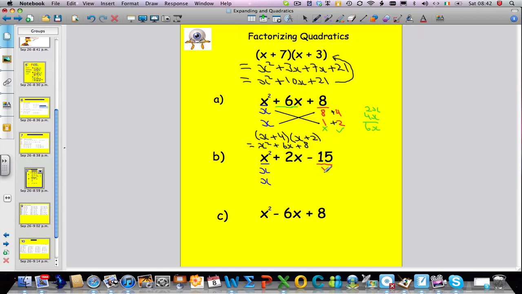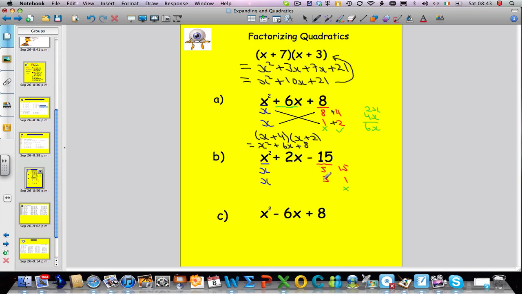So what have we got? We've got 5, 3, and 15, and 1. Now, which of these pairs of factors can I use to make a 2? Well, let's have a look at 15 and 1. Can I make a 2 using a 15 and 1? No. I could make a 16, I could make a 14. Definitely can't make a 2, so that's no good.